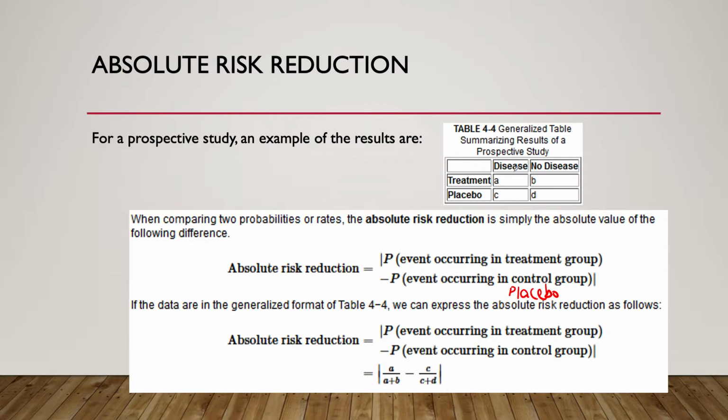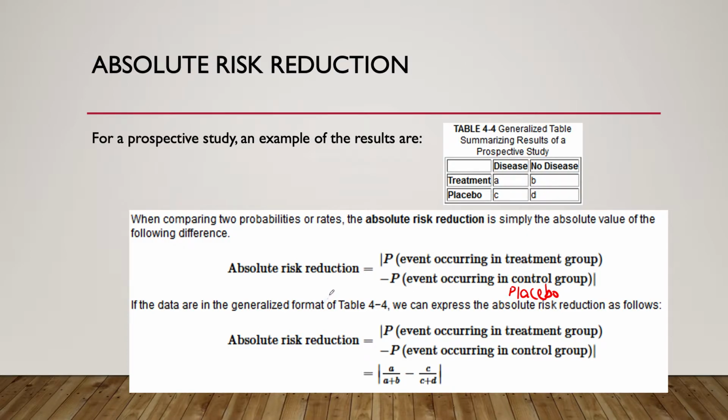We have a disease or no disease, a treatment, and a placebo. And then we have those different values here labeled as A, B, C, D in order, respectively. When comparing two probabilities or rates, though, the absolute risk reduction is simply the absolute value of the following difference: the absolute value of the probability of the event occurring in the treatment group minus the probability of the event occurring in the control group, also known as the placebo group.